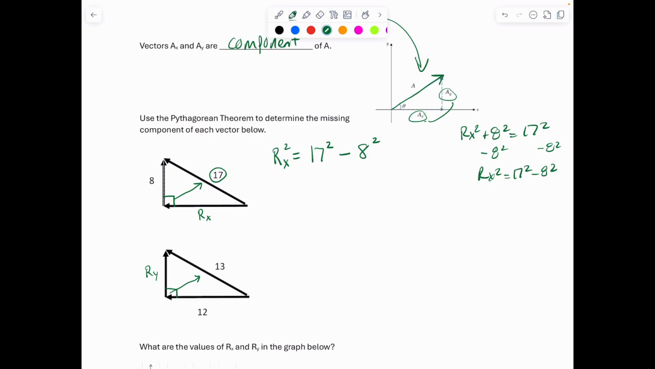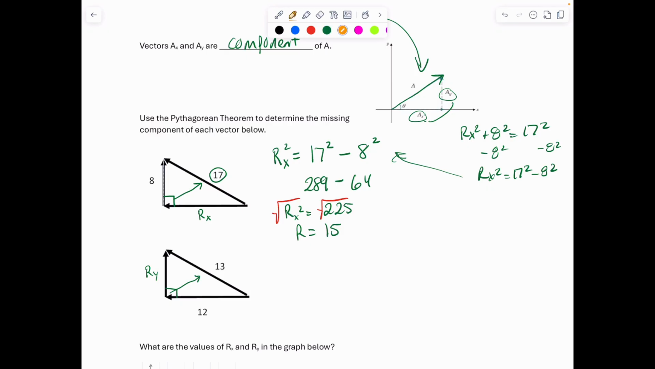I just kind of did it there, just so it's already done. So 17 squared is 17 times 17, which is 289. 8 squared is 64. So if I do 289 minus 64, I end up with 225 for my r of x squared. And once again, I don't leave it there. I need to take the square root of both sides to find out that r of x, in this case here, is equal to the square root of 225, which is 15.